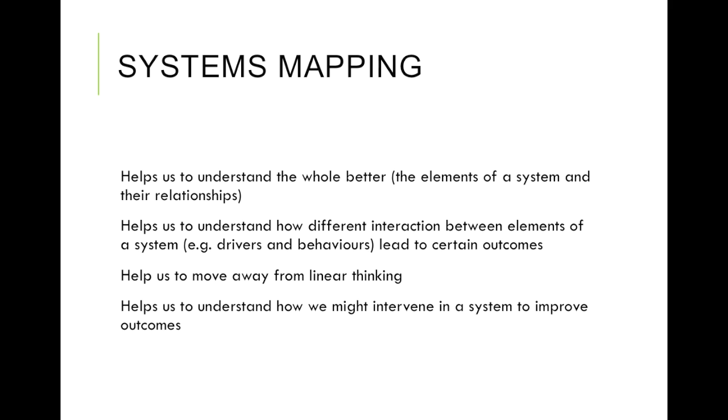If we think about changing them, systems mapping also helps us to move away from linear types of thinking, where we think that if we just intervene by doing A, automatically B will happen. By getting that more holistic, more fine-grained understanding of how we can intervene or how we can change, it helps us to improve the strategies that we come up with if we want to change the system or a specific outcome of a system.